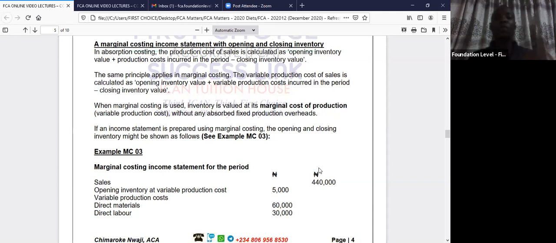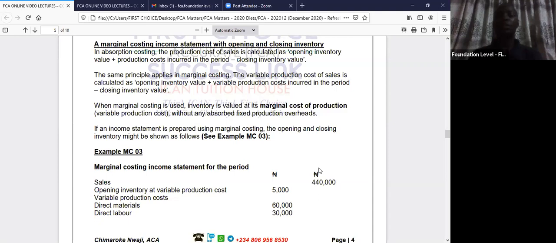We get our opening inventory value. We now add our production cost incurred in the period, and that will include direct material, direct labor, direct expenses. We now have our production overhead. That means the production overhead is variable and fixed. You add them together, gives you production costs.